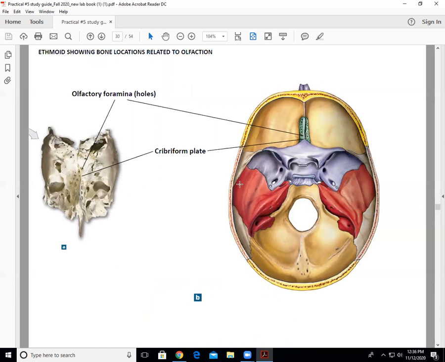So just to remind you, here's your ethmoid bone, cribriform plates, right, with all the little holes in it, olfactory foramina. So those olfactory foramina allow those olfactory nerve cells to go through, okay, to get to your olfactory bulb.